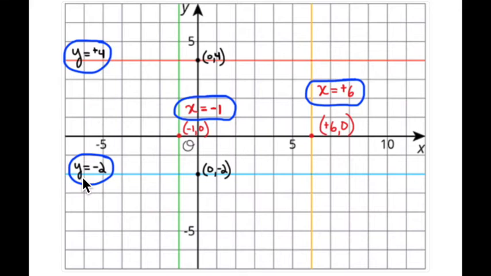If you have y equals some value, you will get a horizontal line because the other coordinate can be anything. So in the vertical case, y can be anything. In the horizontal case, x can be anything. So you just have to carefully think through those.